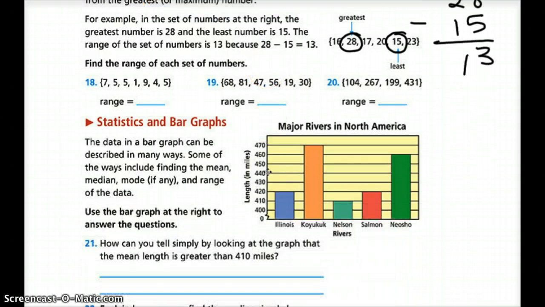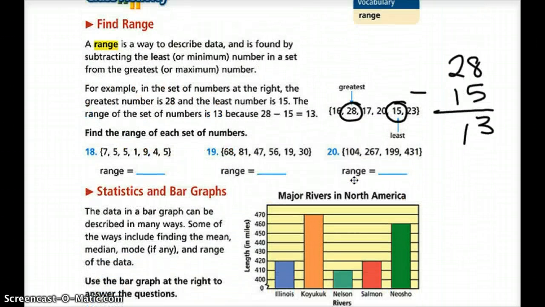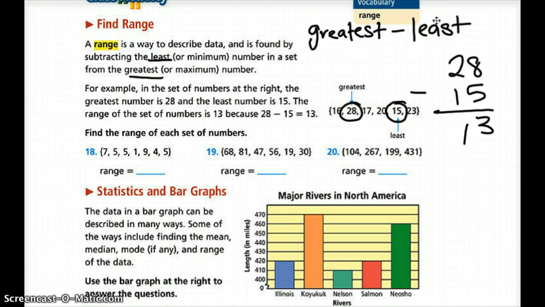Your job is to find the range of these three sets of data. Again, to find range, you subtract the least number from the greatest number. Greatest minus least, or smallest.